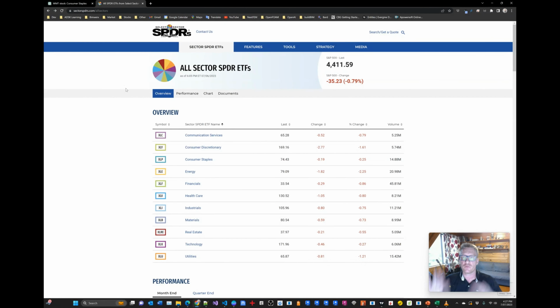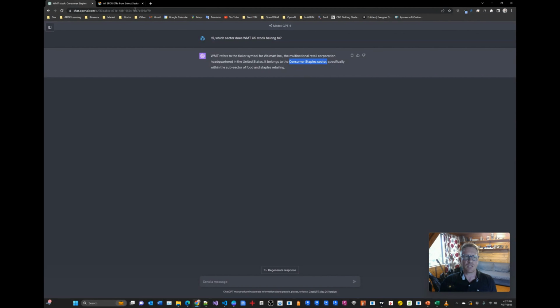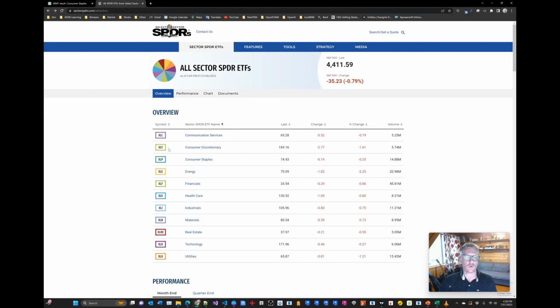sectorspiders.com/all sectors. This is free. You don't have to log in or register or nothing. You can access this in your web browser. And once you've done that, we can see here it belongs to consumer staples. So if we go to consumer staples here, we can click on it.